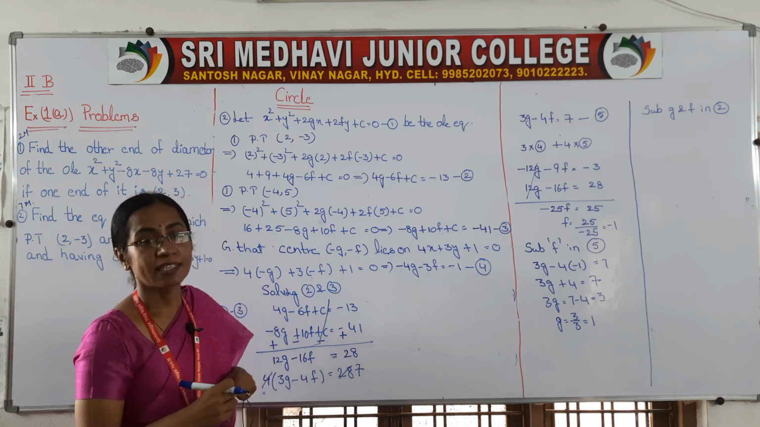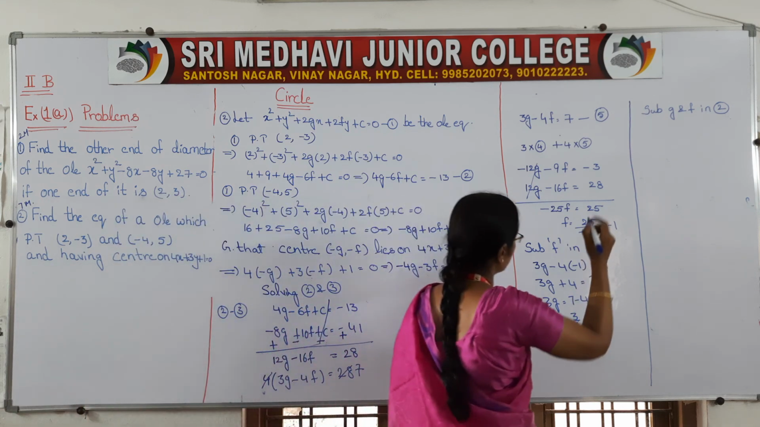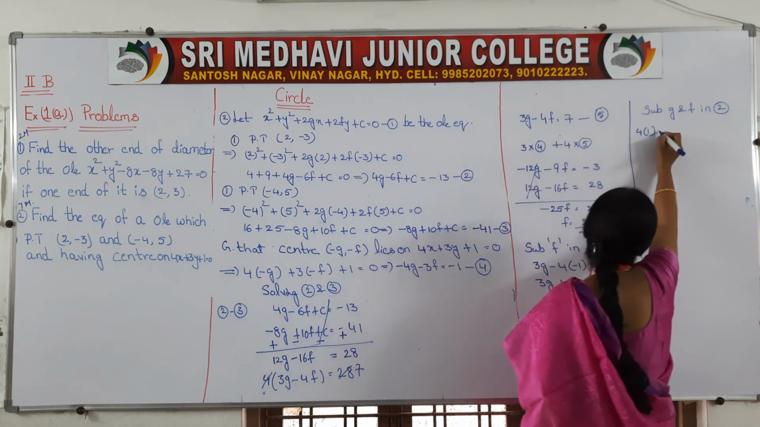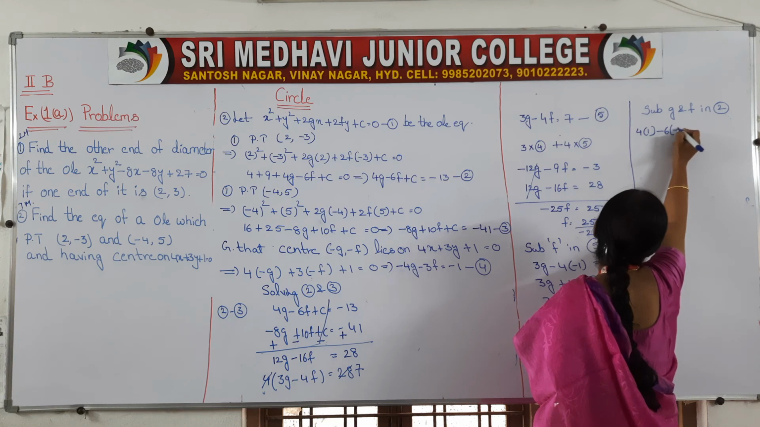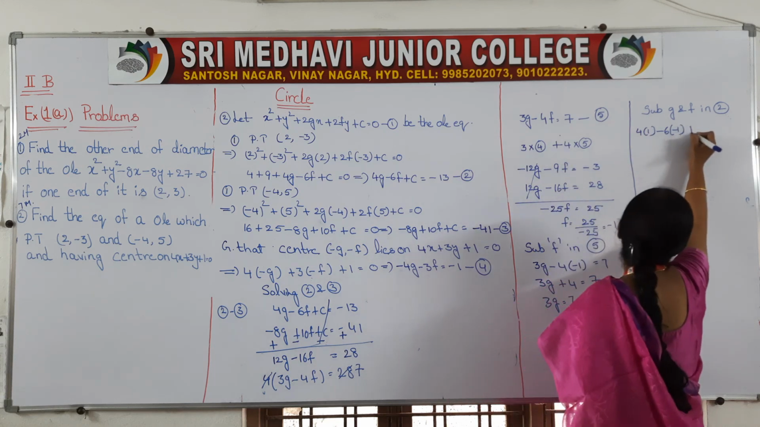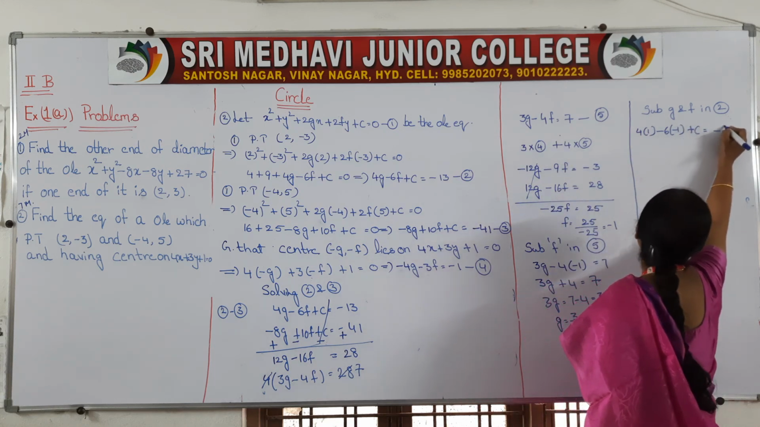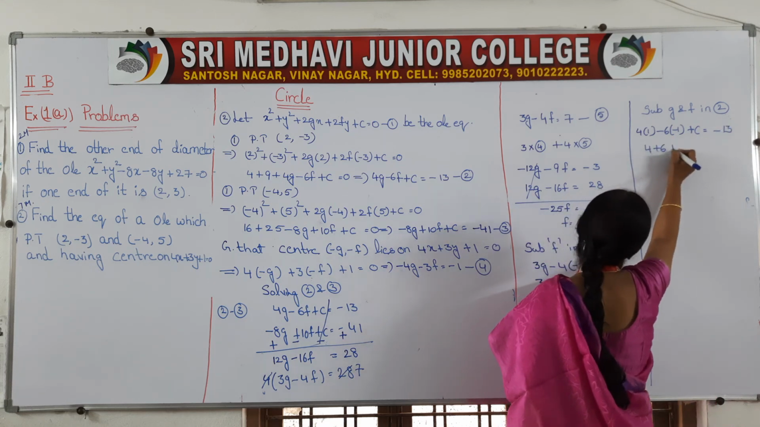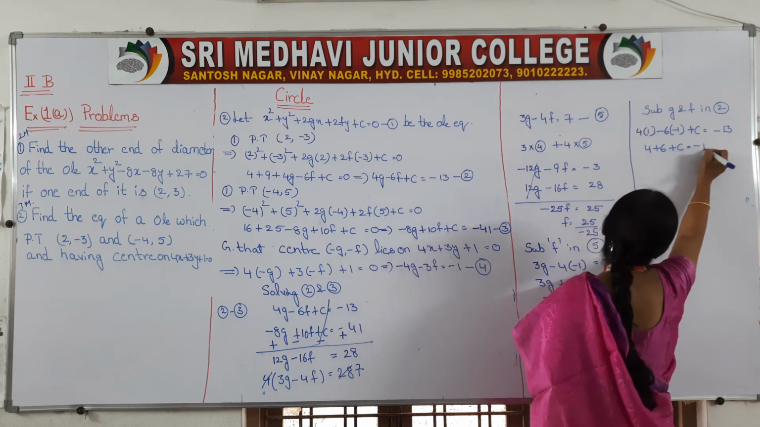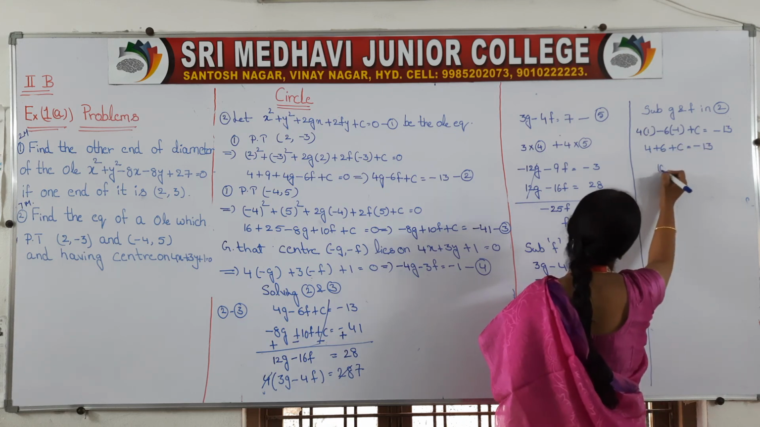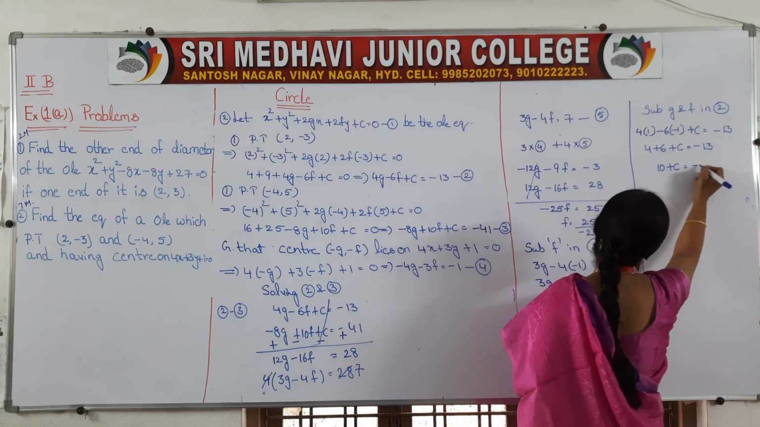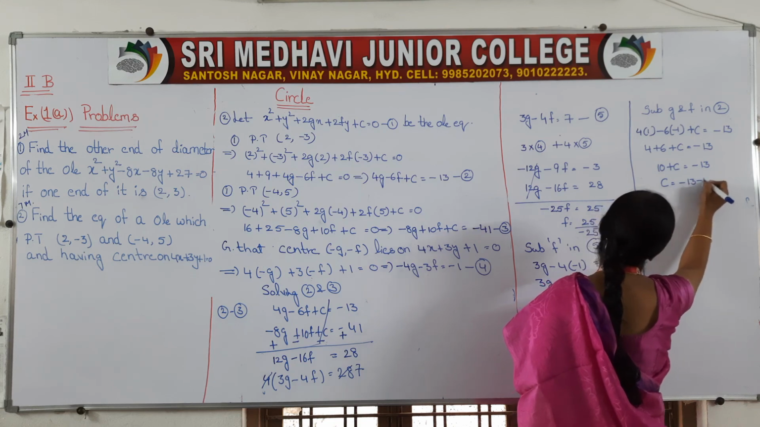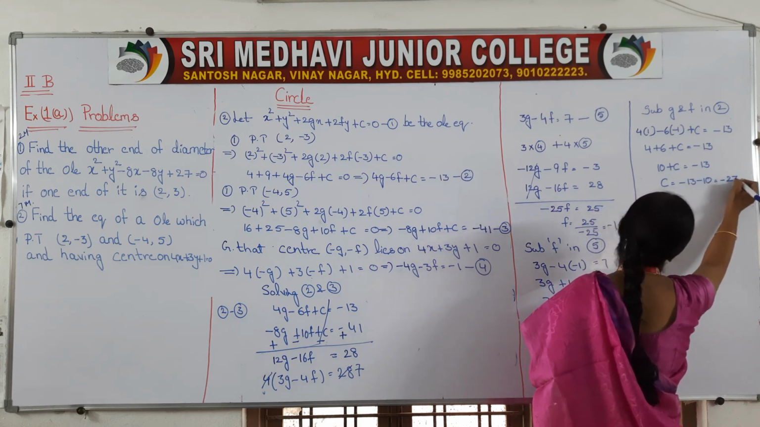Substitute, you will get your c also. So, 4g, that is 4 into 1, next minus 6f, f is minus 1, plus c is equal to minus 13. So 4 minus of minus, plus 6, plus c is equal to minus 13. This is 10 plus c is equal to minus 13. c is equal to minus 13 minus 10, that is minus 23.